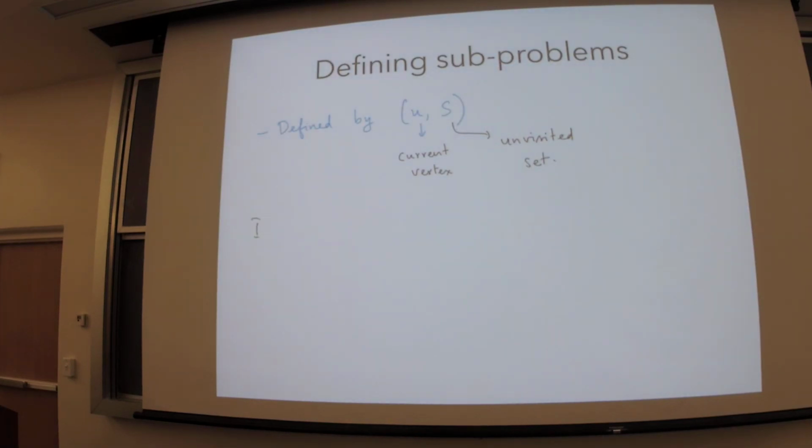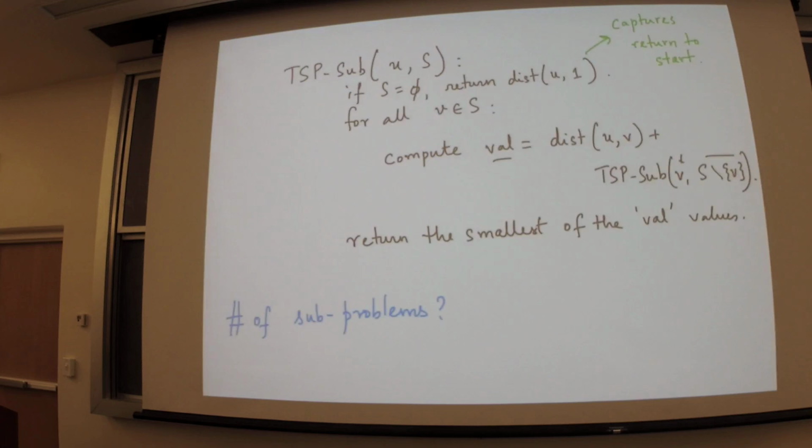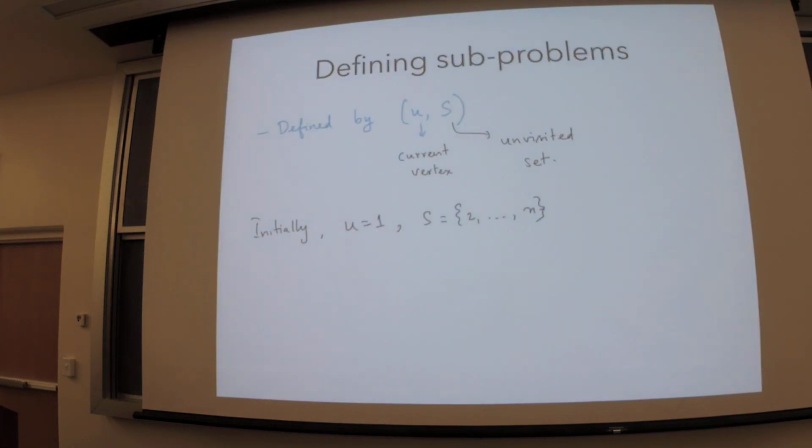So initially, U would be 1, and S would be 2 through n. So this would be the initial thing, and you try n minus 1 possible things, and then in the next step you try n minus 2, and so on. That's the running time of this recursive procedure. But that's not what I'm asking. I'm asking you how many subproblems there are, because we are hoping that there are repetitions, right?